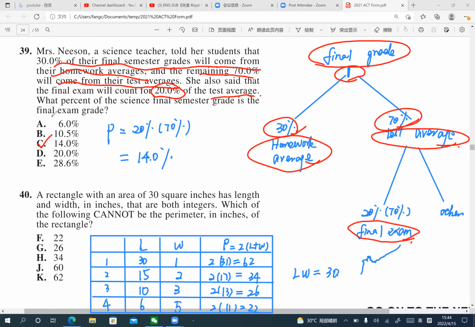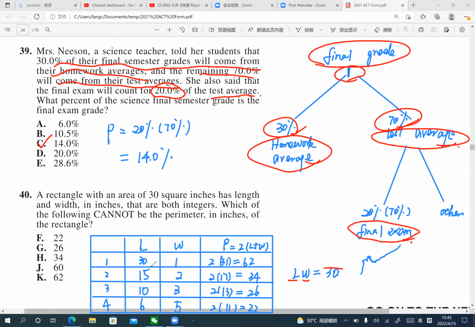Question 40. A rectangle with an area of 30 square inches has length and width in inches that are both integers. Which of the following cannot be the perimeter in inches of the rectangle? So the area is 30 square inches. The area of a rectangle equals the length times width. And since the length times width equals 30, and they are both integers, there would be 4 combinations.